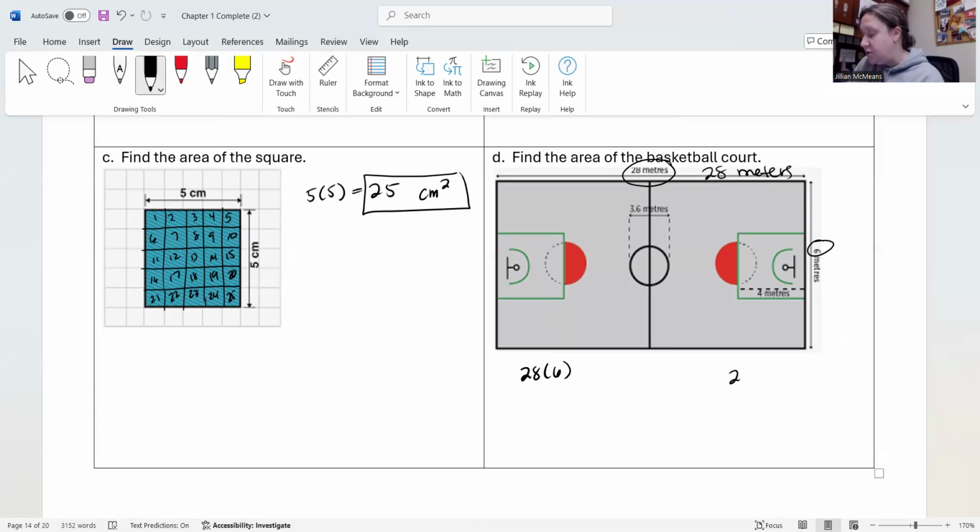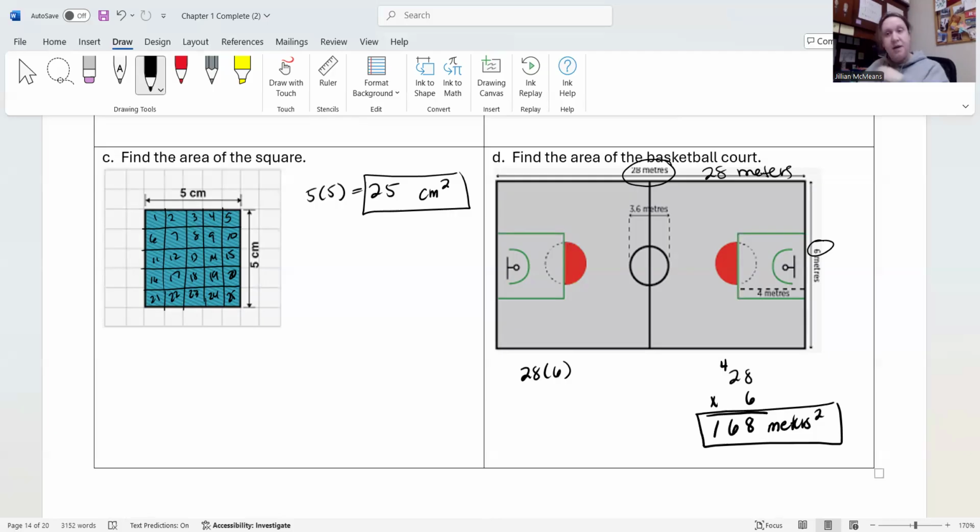If it's easier, you can do the vertical setup like we did in a previous video. So 28 times 6. We want to take the 6 and multiply it by 8. That's 48. So I keep an 8, I carry a 4. I then take 6 times 2, which is 12, and then I add the 4. So 12 plus 4 is 16. So we would get 168 meters squared. And that's it. So that's area.